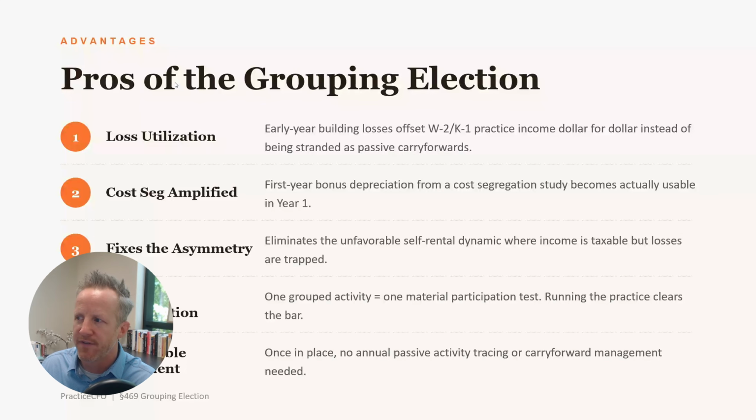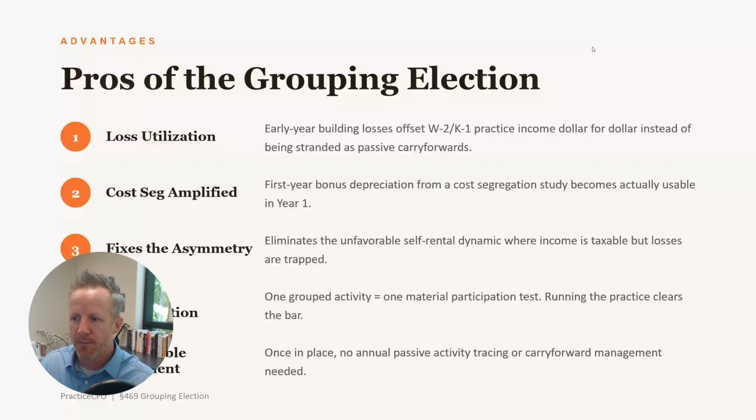The pros of this grouping election, there's five I'm going to indicate here. The first one is loss utilization. And this is just a repeat of the main theme and benefit. Early year losses from your building LLC, which are accentuated from the cost segregation work, can offset your W-2 and K-1 practice income dollar for dollar instead of being locked up in that bottle, suspended as passive loss carry forwards.